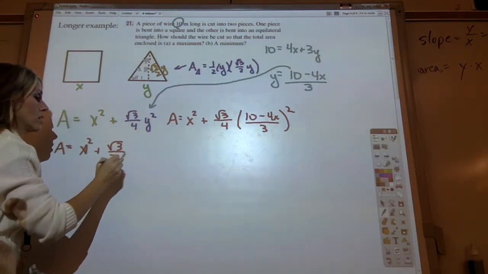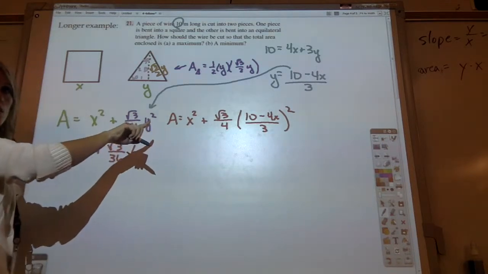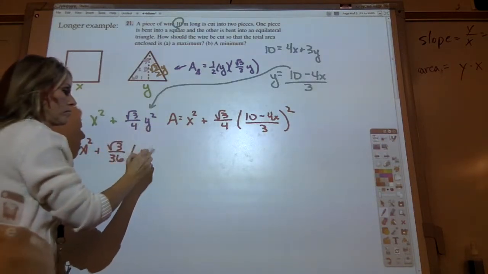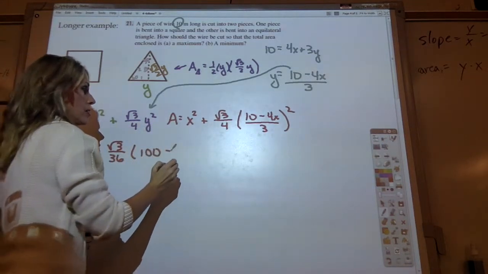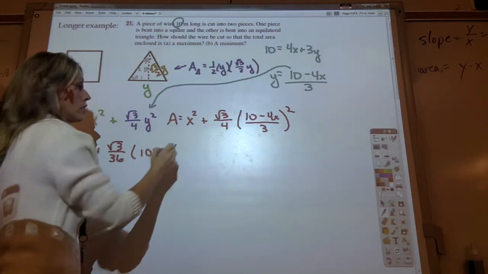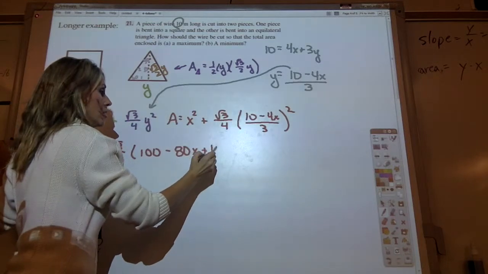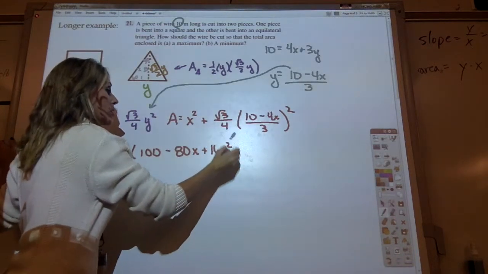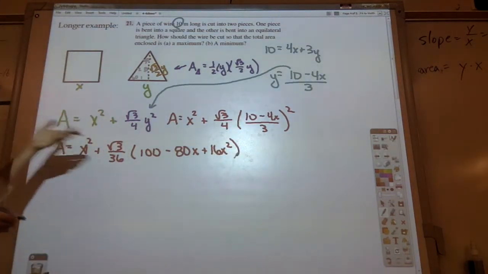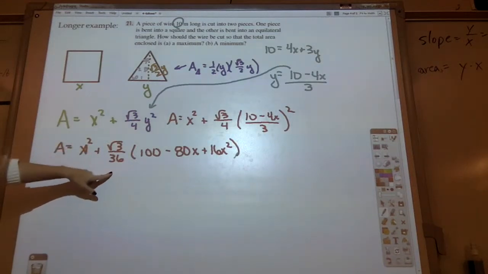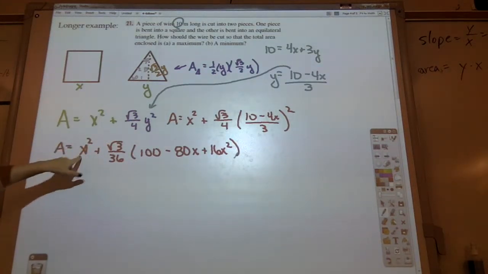Good. And now let's just square that quantity. 100 minus 40, 80. Good. x plus 16x. Perfect. Okay, now I would distribute that through and combine like terms, but that x squared is not going to easily combine with this one because you've got your square root, so let's just differentiate now.